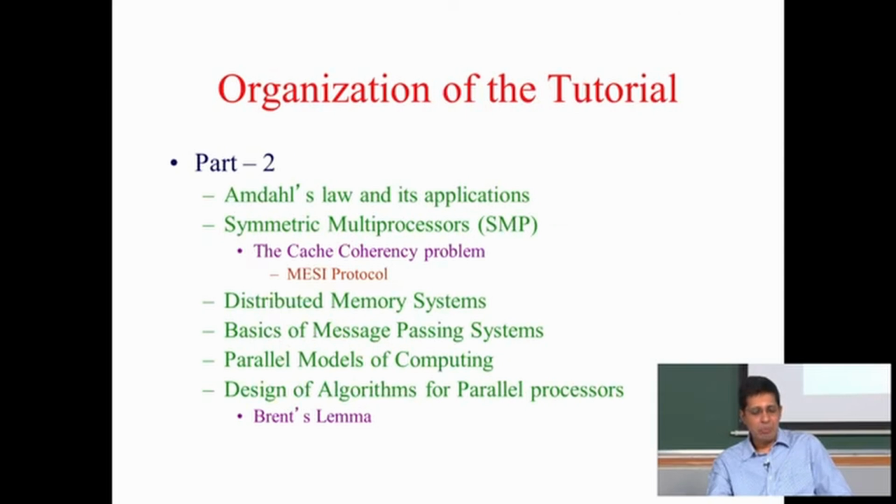Then in part 2, we will go on to the multi-core, where we will have Amdahl's law applications, symmetric multiprocessors. What is the challenge in building a multi-core? The biggest problem that we will see is something called the cache coherency problem. I did mention in the third semester course what cache coherency is. Okay, remember? No? Okay, I will repeat. Then we will look at distributed memory systems, message passing systems, parallel models of computation. How do you design algorithms for parallel processing? Okay, some amount of coding.